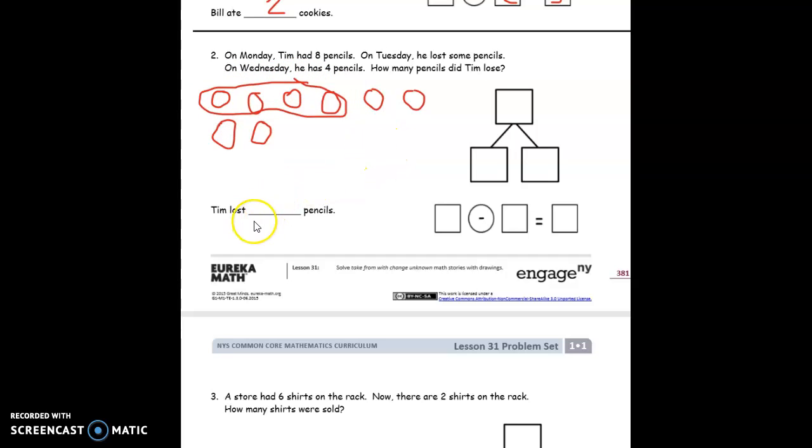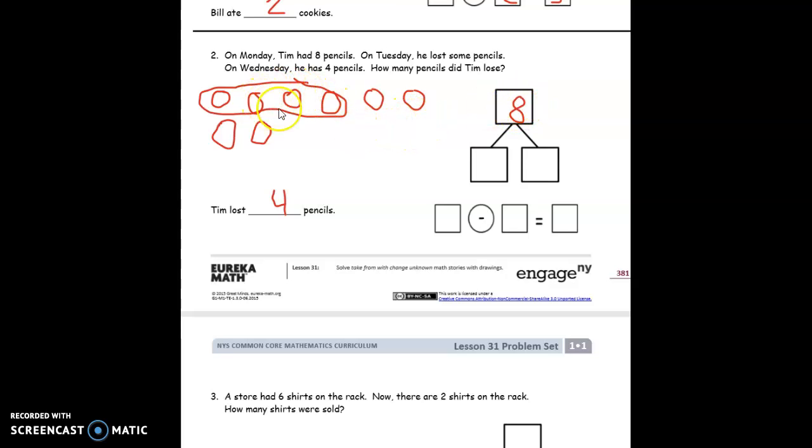Now how many did Tim lose? The ones we did not circle represent how many he lost. So how many do we not circle? 1, 2, 3, 4. Now let's go ahead and fill in our number bond. The top one is our total. How many pencils do we have altogether? Right, we had 8. We drew 8 circles.